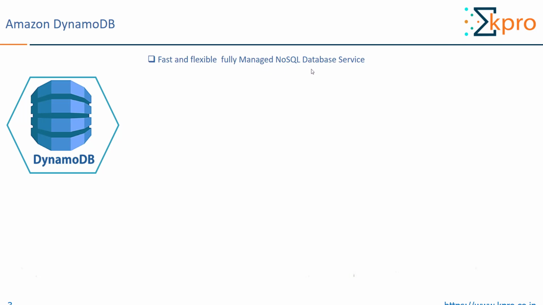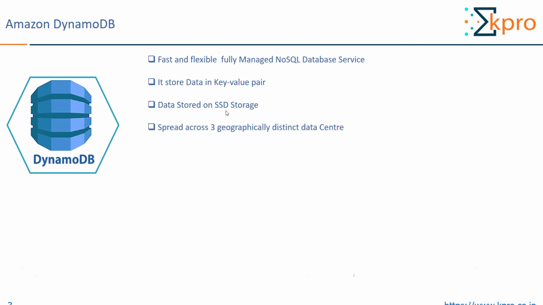Fast and flexible, fully managed NoSQL database service. It's a database as a service product of Amazon cloud. It stores data in key-value pairs. You just have to define the column name and its value. Data is stored on SSD. So we don't know where it is going to be stored, but AWS says when you choose Amazon DynamoDB, we will store data in SSD volume or SSD storage.